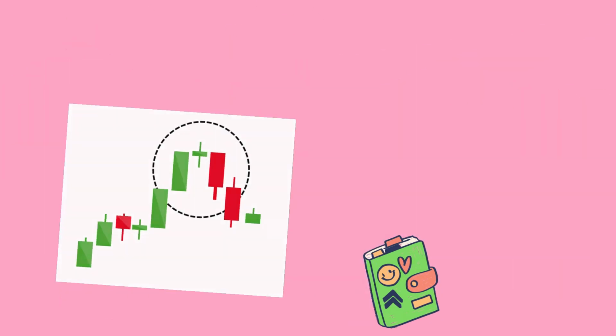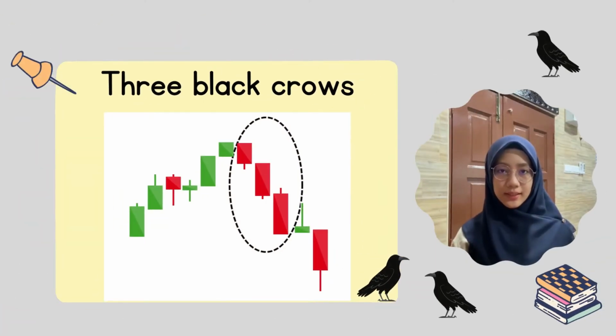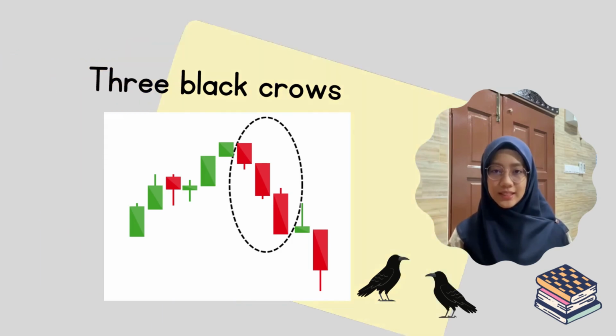The three black crows candlestick pattern comprises three consecutive long red candles with short or non-existent tails. Each session opens at a similar price to the previous day, but selling pressure pushes the price lower and lower with each close. Traders interpret this pattern as the start of a bearish downtrend, as the sellers have overtaken the buyers during three successive trading days.